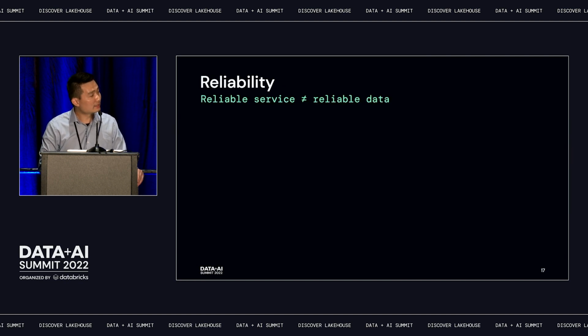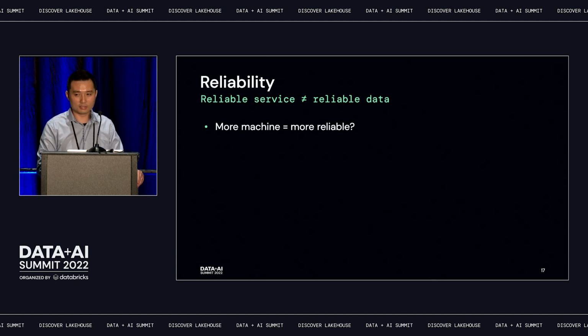All right. The second part is reliability. By reliability, I don't simply mean the service being reliable, because once again, we know how to build reliable services. That's not an issue. How do you make sure your data is reliable? That's where the challenge is. If you want to build a reliable service, the general solution is to throw more machines at the problem. Have a lot of redundancy, and the service can be up and running with high uptime.